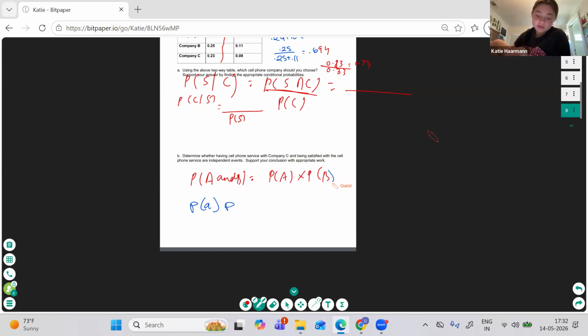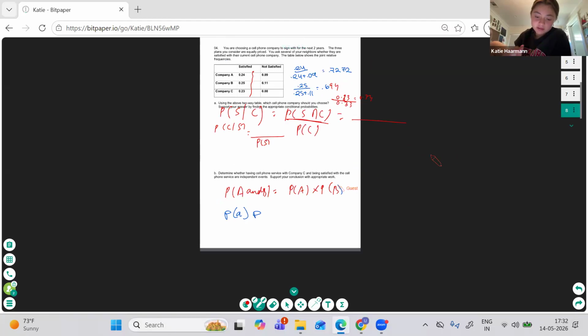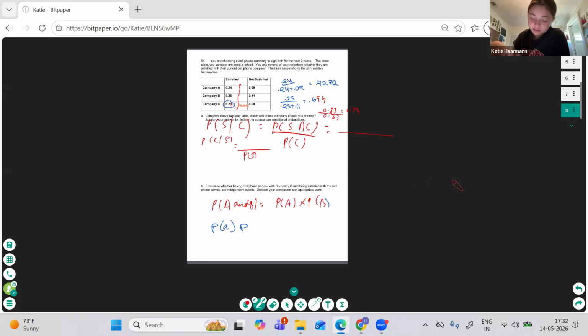Okay. So being satisfied with a cell phone service with company C, S and C, is 0.23. Now you need to find S separately and C separately. So probability of satisfied, so all of this: 0.25 plus 0.24 plus 0.23.